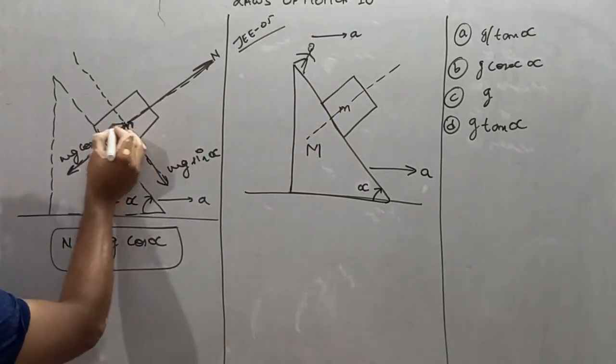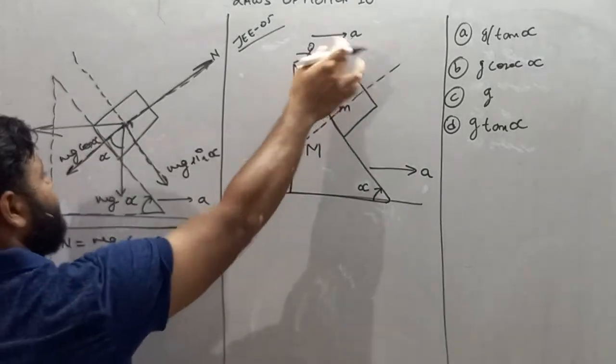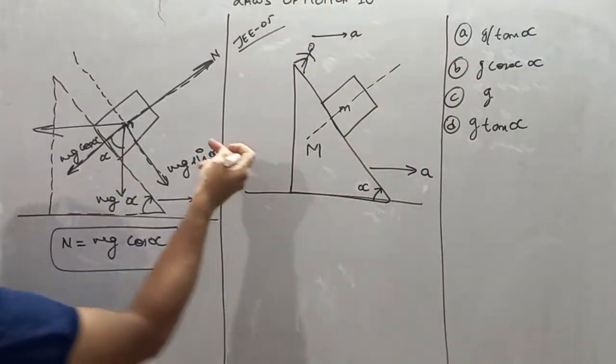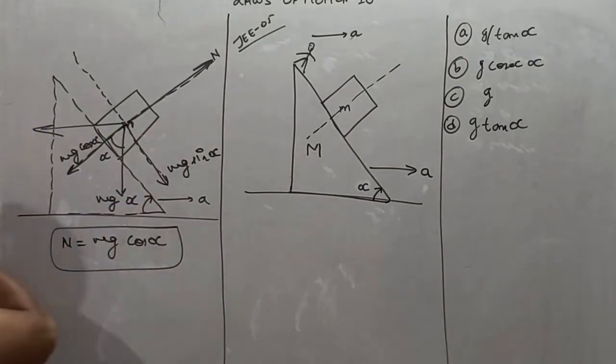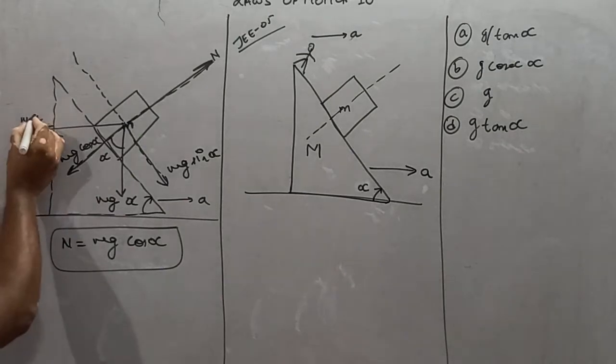So pseudo force must be opposite to the direction of acceleration of the observer. The direction of acceleration of the observer is on this side, so pseudo force must be applied on the opposite side. In this direction we are applying pseudo force, that is ma.